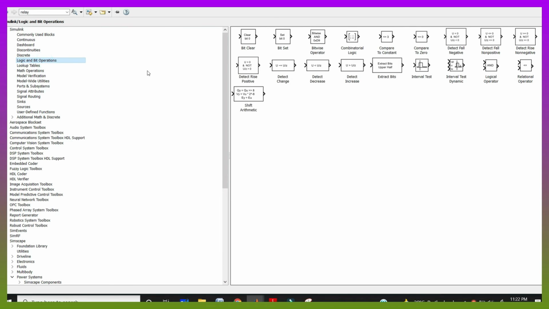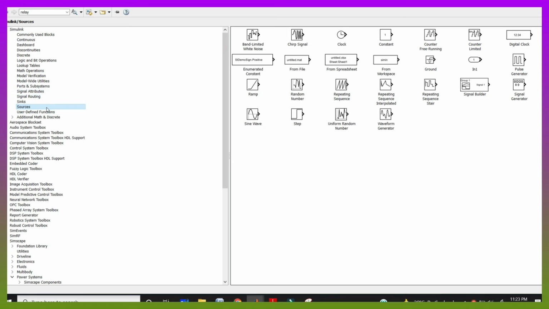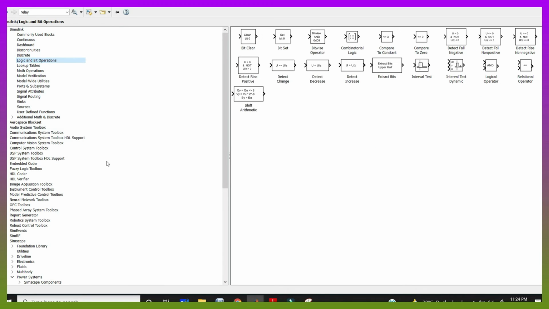And go to logic and bit operators, take the logical operator to make a NOT gate. Here we have the AND gate, no need for that. Afterwards we can modify it as a NOT gate. Take this logical operator and go to math operators and take a gate. And go to sources to take a repeating sequence. Here in the carrier wave we have a triangular wave, right? So for a triangular wave, take the repeating sequence. That's it. These are the things we need for our project.